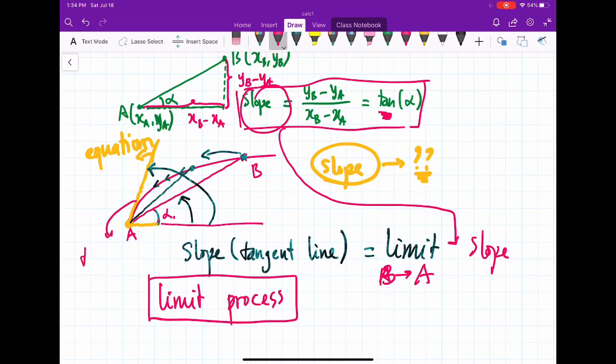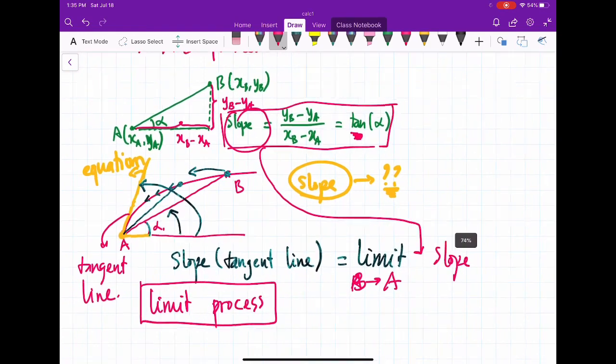Okay, so we cannot do that in precalculus because we don't know how to do a limit process, right? But in calculus, we know, and we need to do that in order to find the slope of the tangent line and then find the equation of the tangent line. So that is one thing that makes calculus and precalculus different.